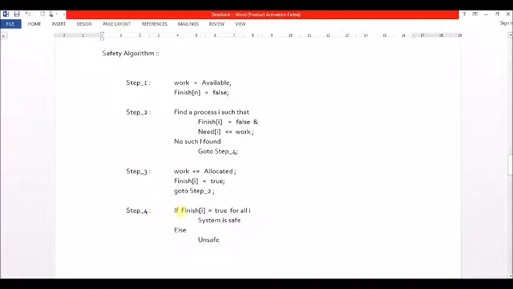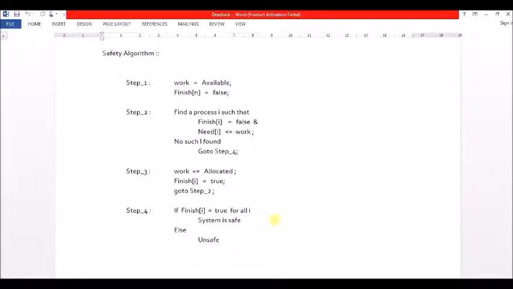In step 4 we check whether all processes are successfully completed or not. But no, the last customer's request is not successfully completed. So this condition is again false, and we go to the else part, and it will return that the system is unsafe.